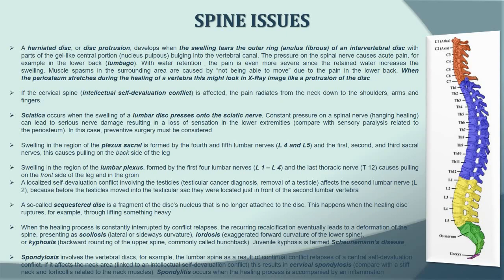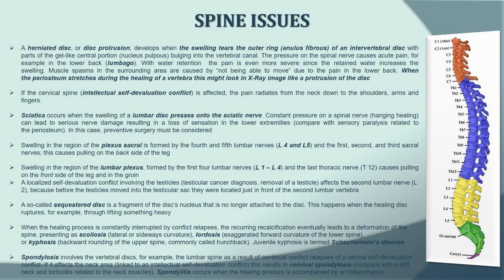If the cervical spine is affected, which is caused again by an intellectual self-devaluation conflict, the pain radiates from the neck down to the shoulders, arms and fingers. Sciatica occurs when the swelling of a lumbar disc presses onto your sciatic nerve. Constant pressure on a spinal nerve, like during healing, can lead to serious nerve damage resulting in a loss of sensation in your lower extremities. So you can compare this with sensory paralysis, which is related also to the periosteum. In this case, preventative surgery must be considered.